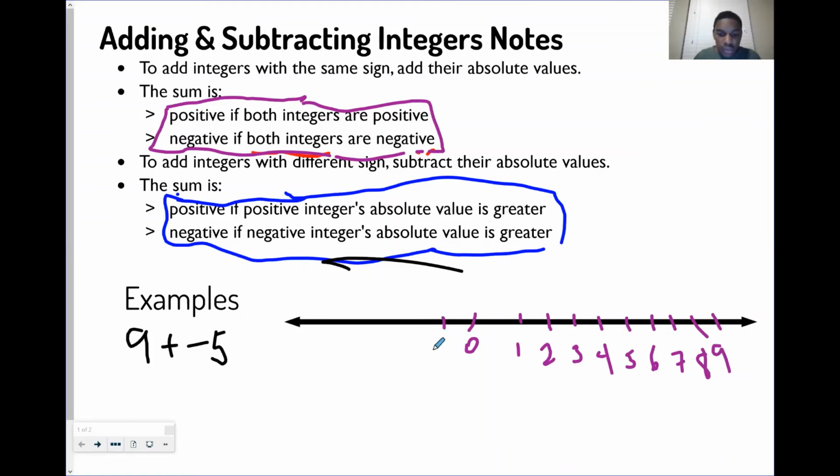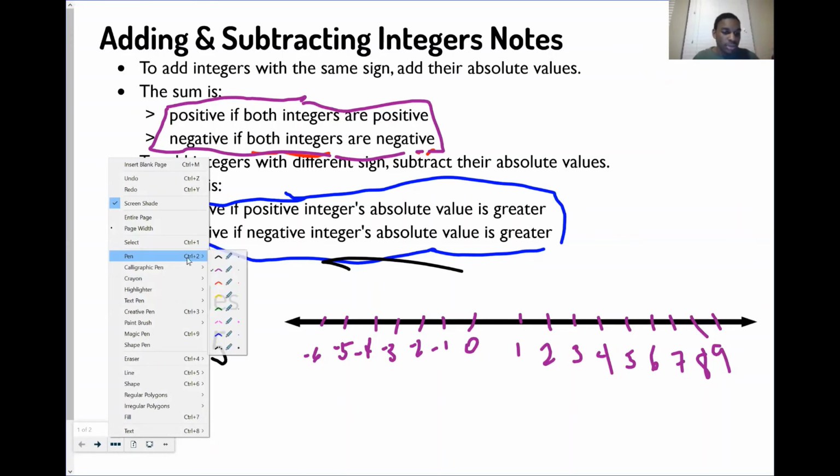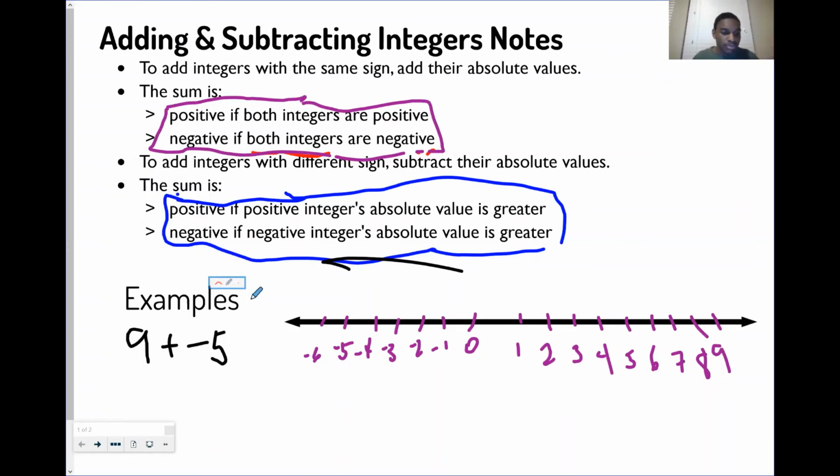Then over here, we're gonna do -1, -2, -3. It's like they bunch up together. -4, -5, and -6. All right. I know it's not all the way up to -9, but y'all understand.